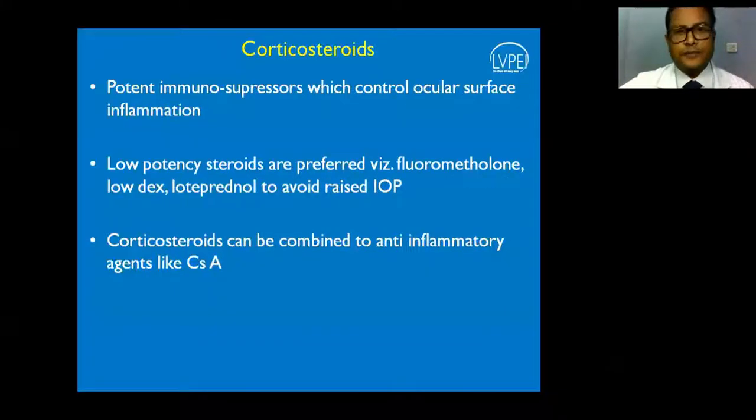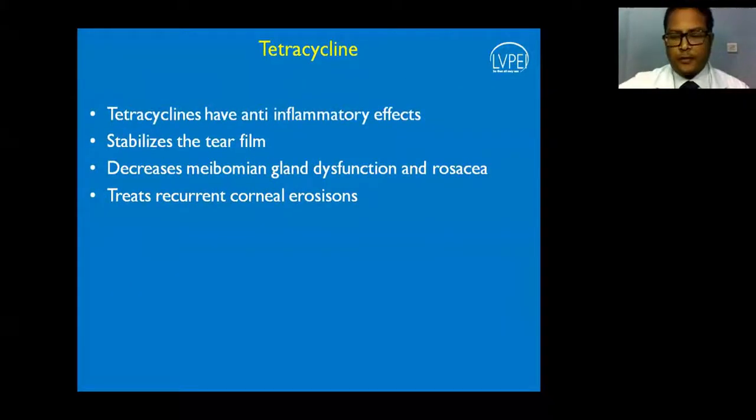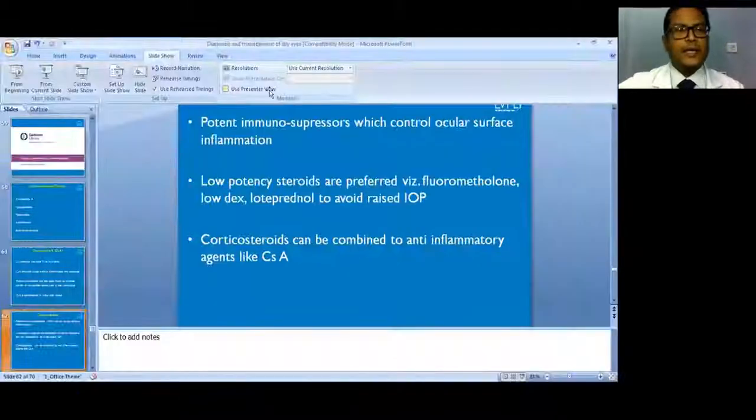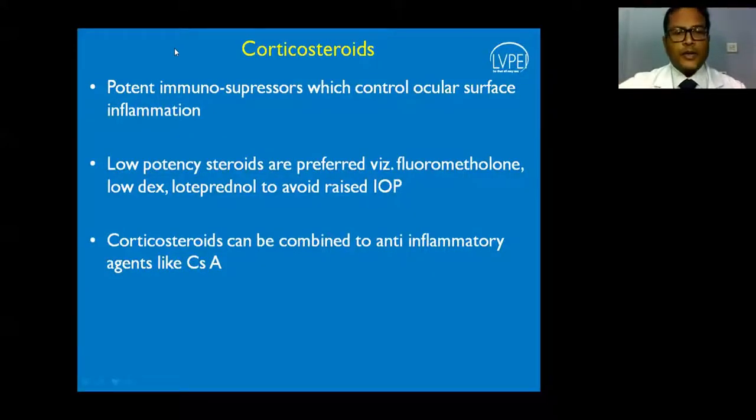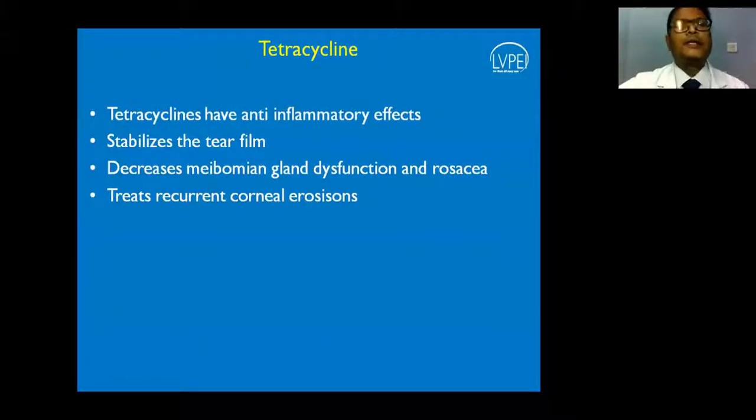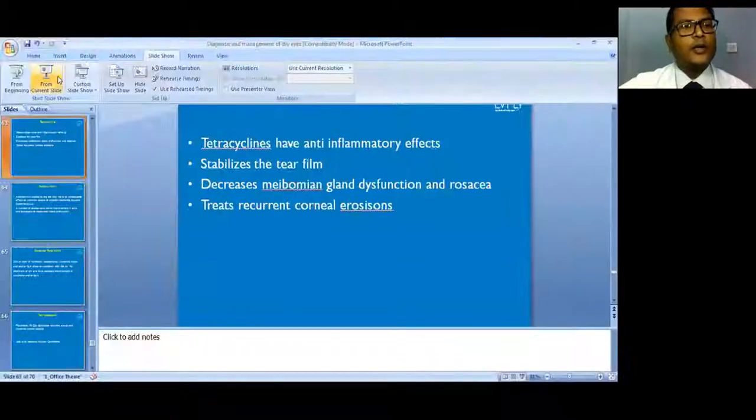Corticosteroids are potent immunosuppressors which control the ocular surface inflammation. However, one should use low potency steroids such as fluorometholone, Lotemax, Lotipred to avoid raised IOP. Corticosteroids can be combined with anti-inflammatory agents like cyclosporin. Tetracyclines have an anti-inflammatory effect and they stabilize the tear film, decrease the meibomian gland dysfunction and rosacea, and are useful to treat recurrent corneal erosions.